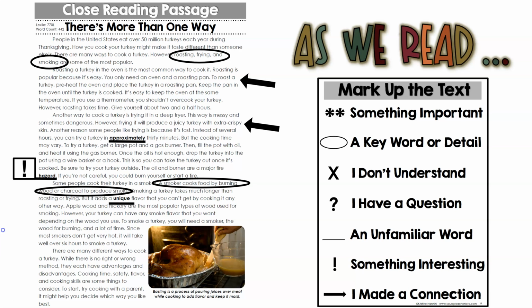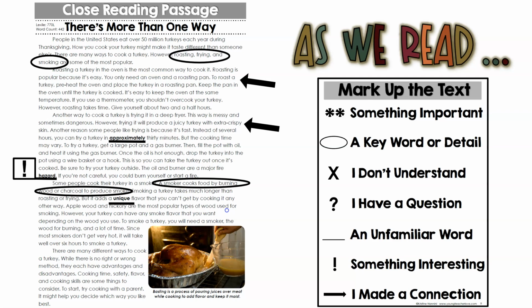Can you boys and girls help me understand the word unique? Pause here and think about what it could mean. Oh, unique means not like anything else. Well, what's your text evidence for that? Oh, your text evidence is that there's a flavor you can't get by cooking it any other way. Great job.